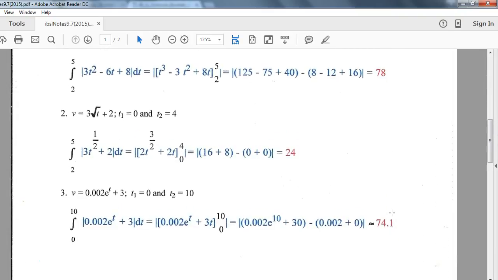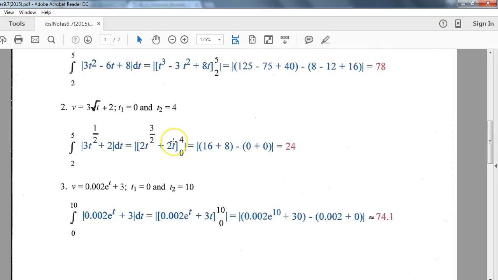So again, on number 2, this is the same idea here for 2 and 3, just a couple different looks with the function. So on this one, 3 square root t plus 2. So here's the velocity function, and we want the total distance traveled from an initial point of 0 all the way up to 4. And so if we take our function right here, so again, just putting this in friendly terms, 3t to the 1/2 power plus 2. So we're going to integrate that guy first.